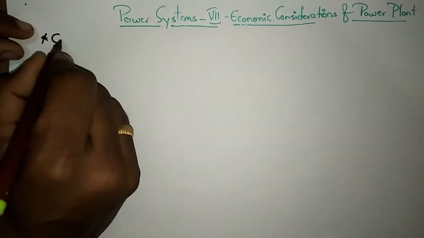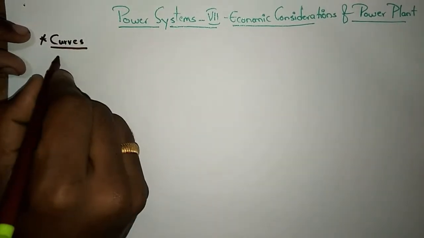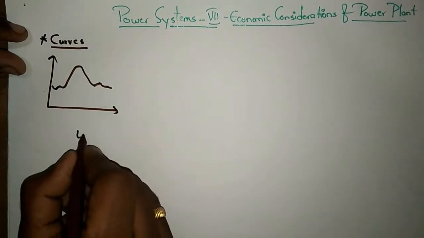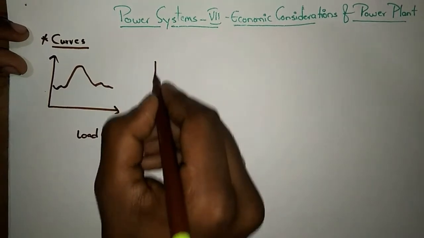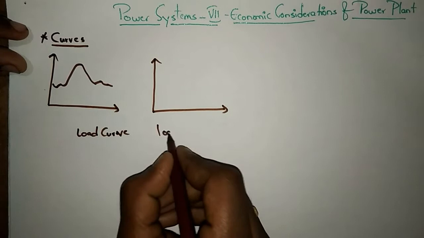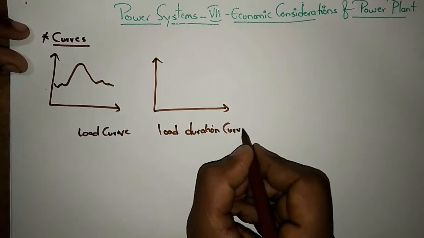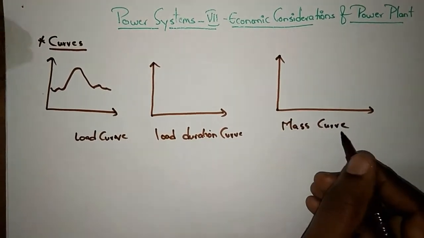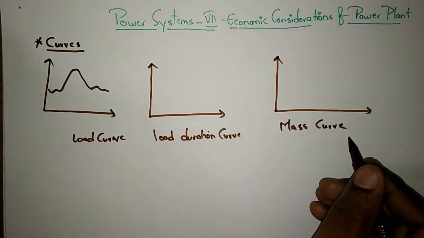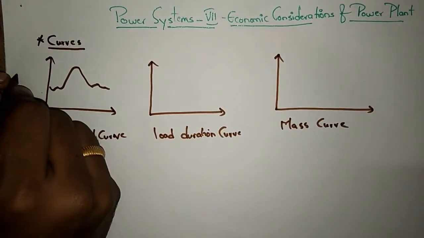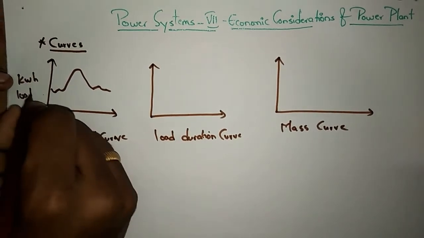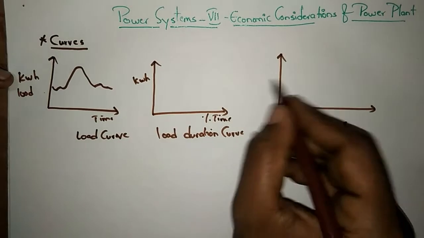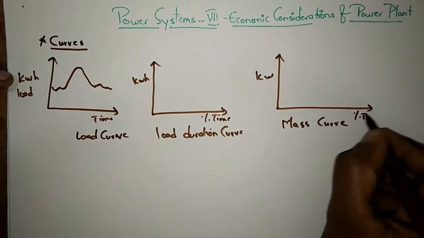The very first thing we have to consider is different types of curves. We have the load curve, the load duration curve and the mass curve. Mass curve is similar to the mass curve in hydro power plant, and the load curve is drawn between kWh versus time, load versus time. These two are load versus percentage of time, drawn between kilowatts and percentage of time.